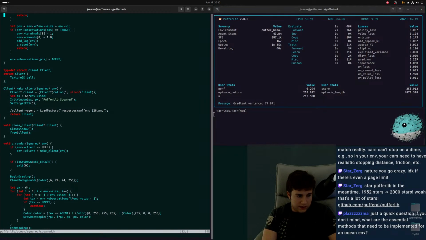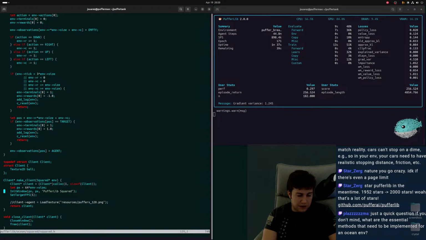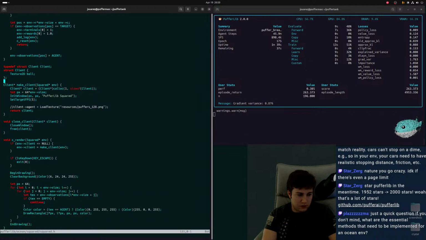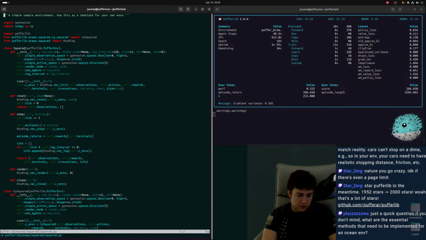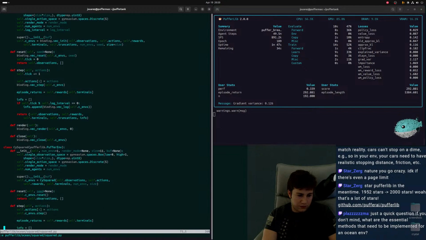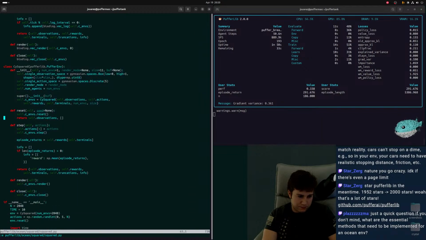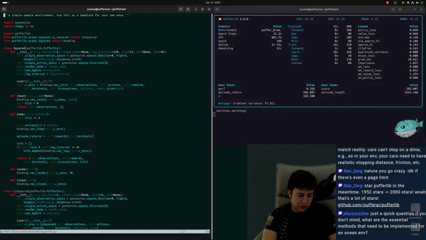But technically these have to exist for the new bindings that we're adding. Other than that, there's Python anyways. You just call this stuff from Python. That's all the code for squared. It's a kind of vectorized gym interface.